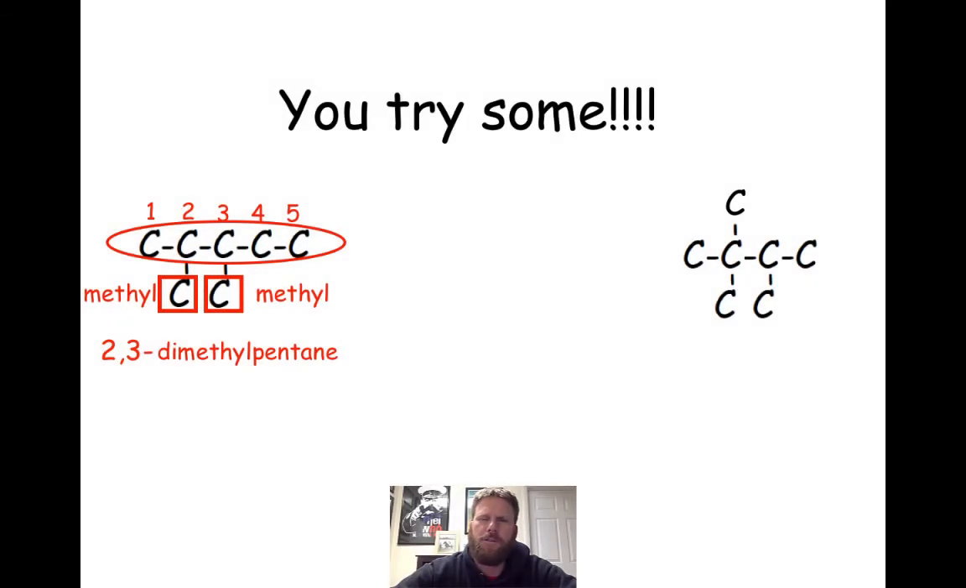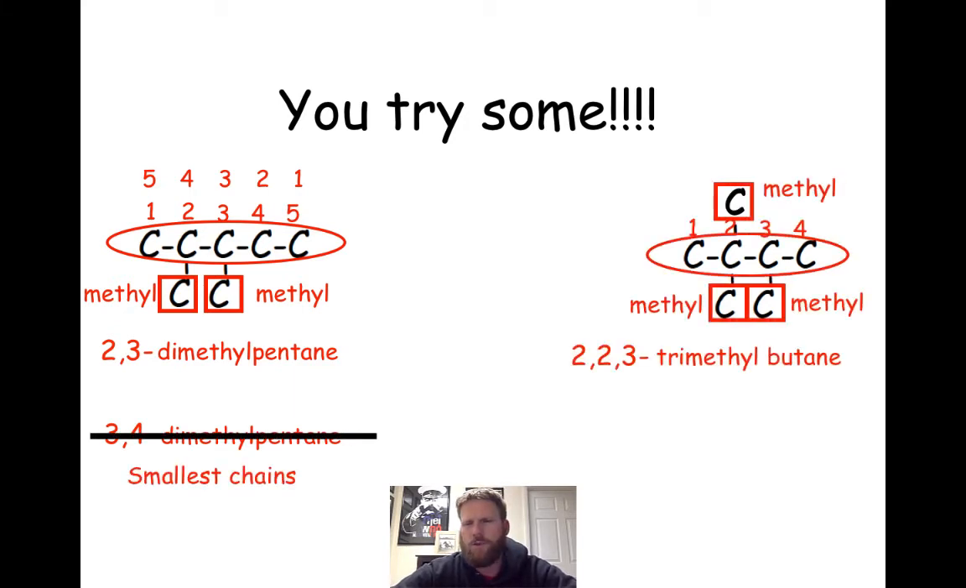How'd you do on that one? If you chose to number right to left, you would end up getting 3,4-dimethylpentane instead of 2,3. Well, we want the smallest numbers, so that one is out. Okay, here's this one. If you chose to number from right to left, you would get 2,3,3-trimethylbutane. Well, left to right gives you smaller numbers. 2,2,3 is smaller than 2,3,3.